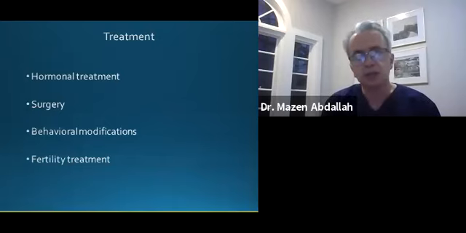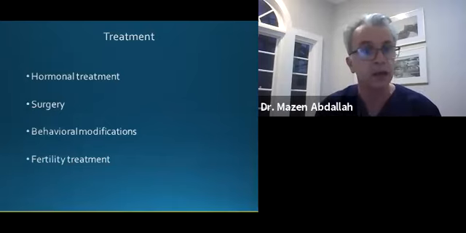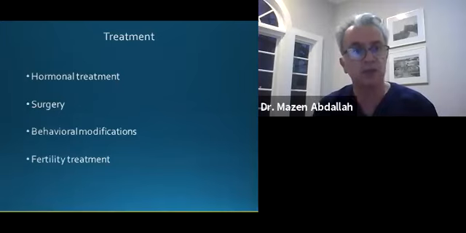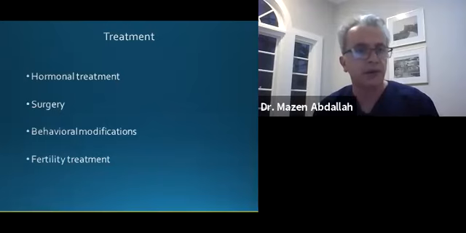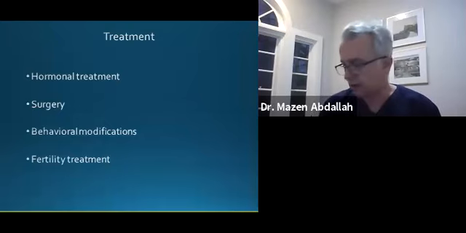Behavioral modifications could be needed if the person is exposed to environmental factors like smoking. If a man is a heavy smoker, we'll advise him to slow down or stop smoking because this will improve sperm function. Other behavioral modifications could be avoiding soaking in hot tubs or saunas, avoiding wearing tight underwear, and what have you. And then we will look at fertility treatment.